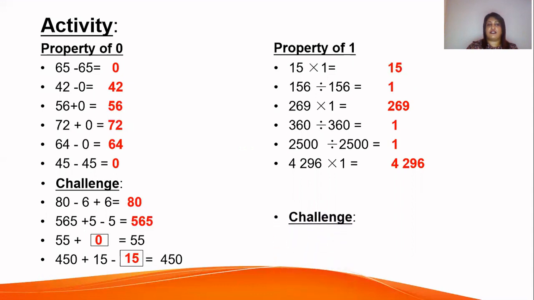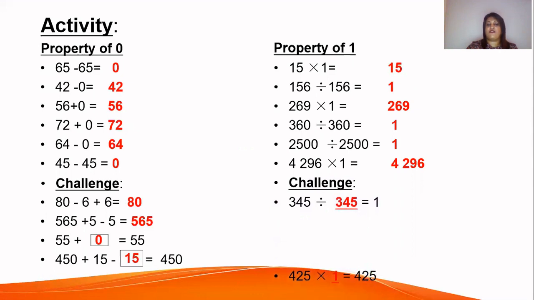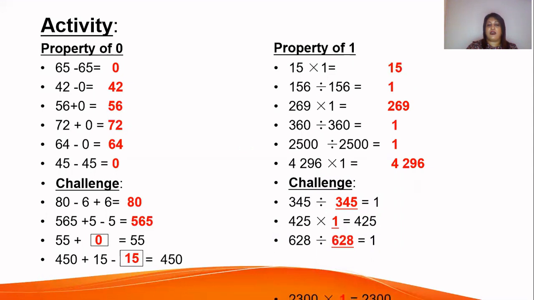Now, let's go to the challenge. 345 divided by a certain number is equal to 1. Remember, a number divided by itself will give me 1, so it's 345. Next one. 425 times something will give me 425. Remember properties of 1. Any number times 1 will give you that answer, so it's times 1. 628 again, divided by itself, 628 will give me 1. And 2,300 times 1 will give me the same answer as 2,300. Well done if you've got all right there.